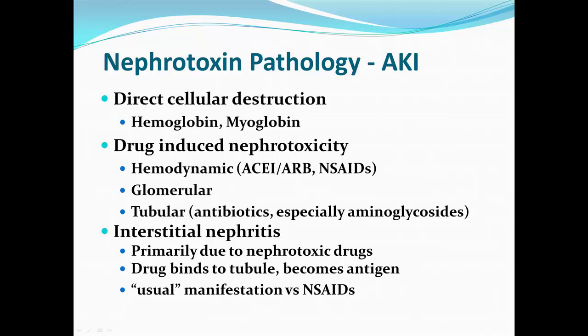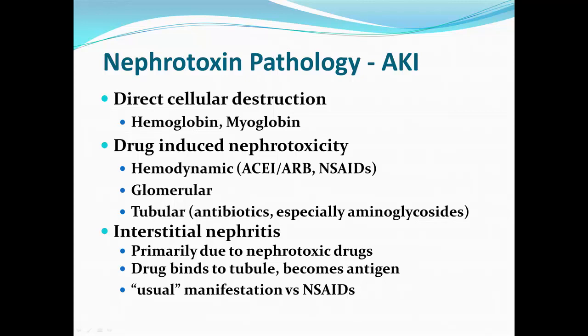One of the most common pathologies we have that leads to acute kidney injury is related to nephrotoxins. With nephrotoxins, this can be from a direct cellular destruction from one of our own products of physiology. It can be hemoglobin, as in a transfusion reaction. It can be myoglobin, as in rhabdomyolysis, which results from severe crush injury.